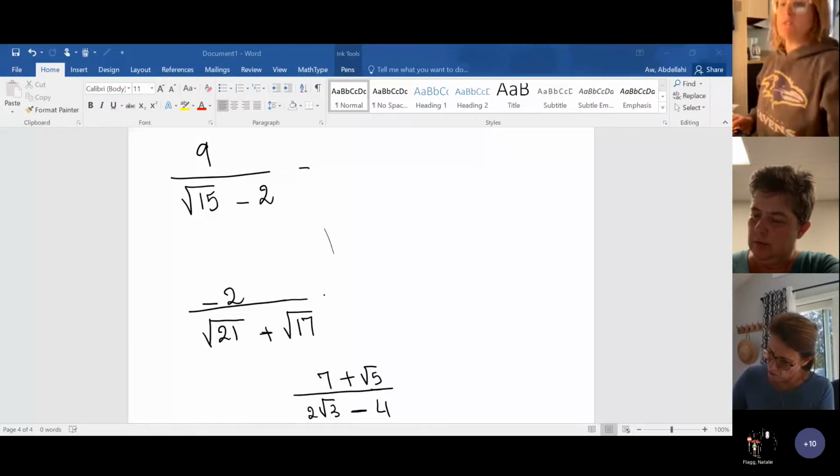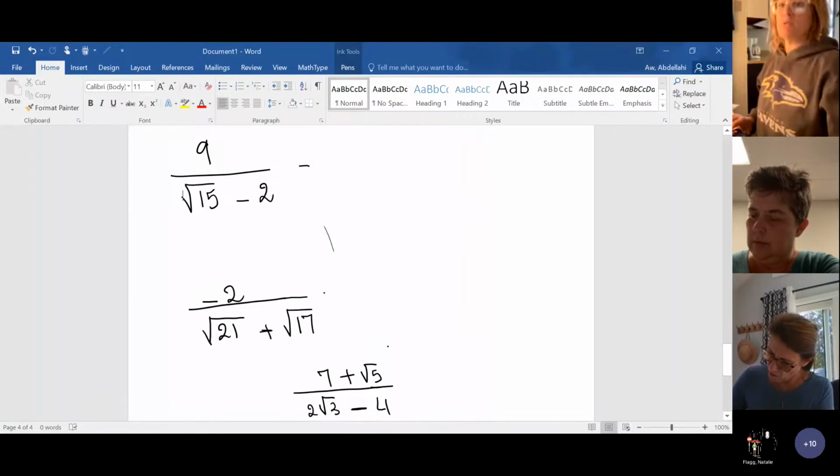Can you scroll down so we can see that bottom one? Or wait, hold on. Yeah, like this. Can you see now?